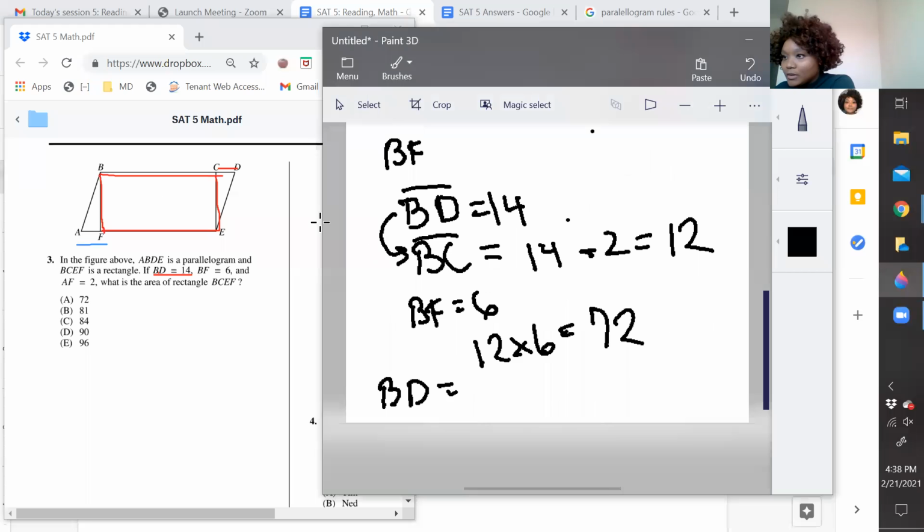BD equals BC plus CD. So since we're only looking at the rectangle in red, we want to just get this, BC. That means we have to subtract CD from BD. Will this let me? No, it won't let me write that.